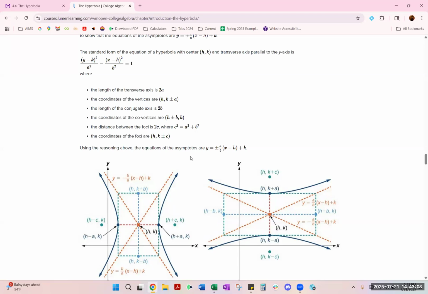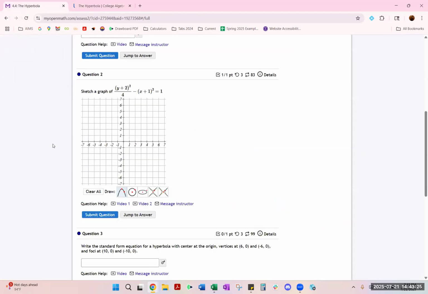Now, you can see in the textbook, they're telling you the equation for the asymptotes will be plus or minus A divided by B multiplied by the quantity X minus H plus K. But I can show you a quicker way of doing that. So let's start by finding the center of this hyperbola over here.